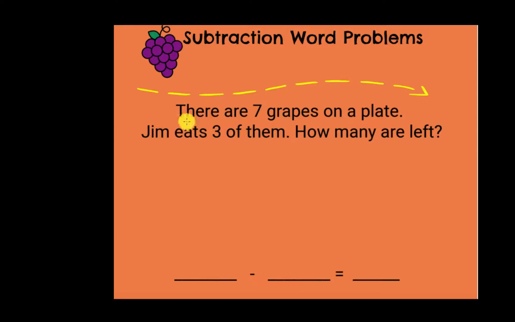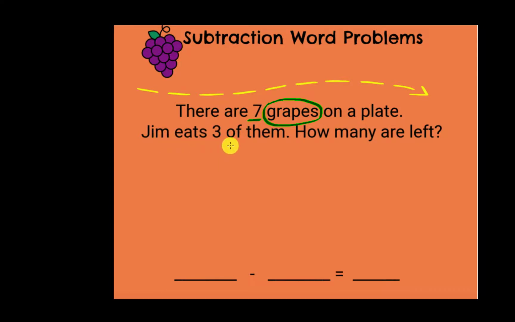The first thing is you need to read the first sentence first. There are 7 grapes on a plate. If we read that again, there are 7 grapes on a plate. I like to circle the key words. The key word here is grapes. What are on the plate? Grapes. And then you must identify the number, 7. A word problem always has numbers that you must identify and the objects that are involved. Okay, so there are 7 grapes on a plate. Okay, we've identified the object that is involved in this word problem and the number.